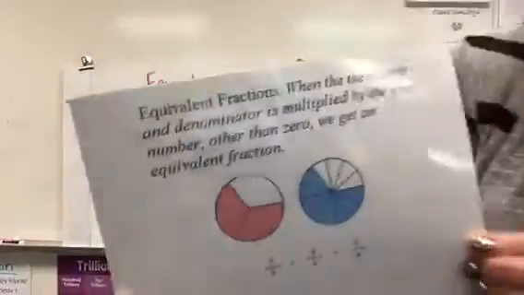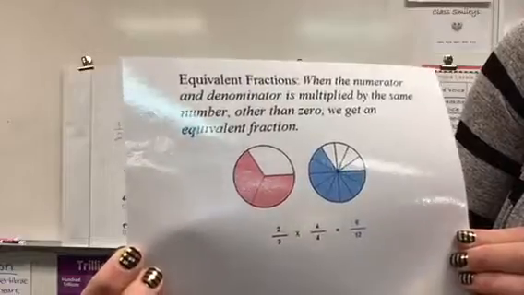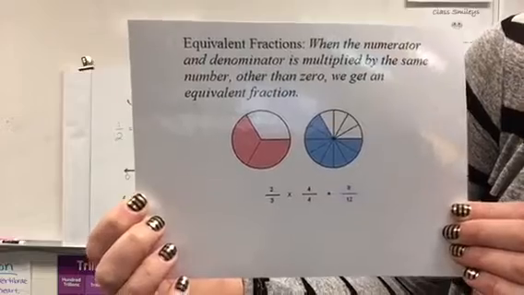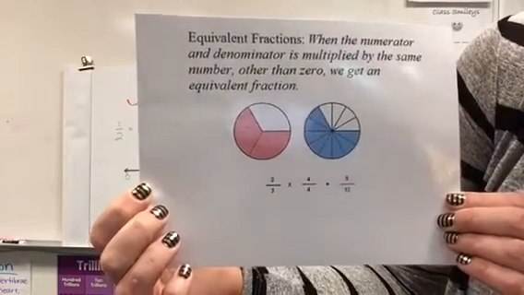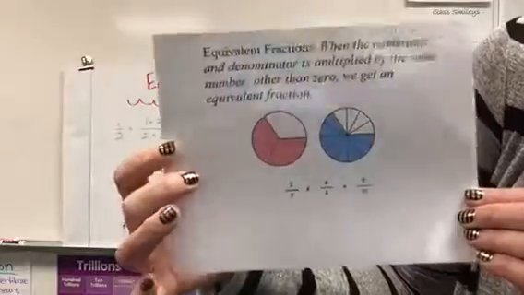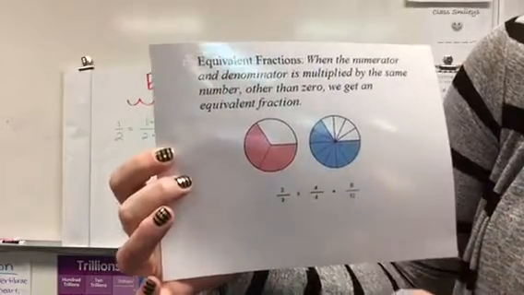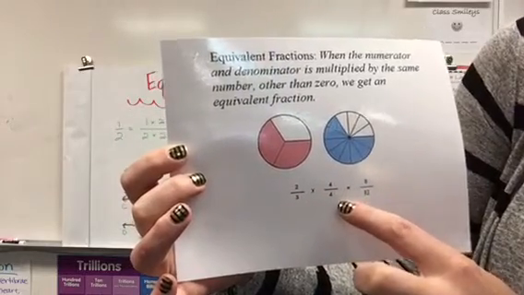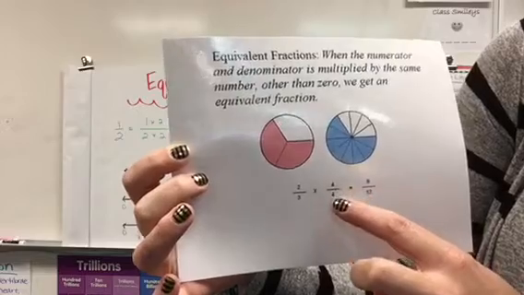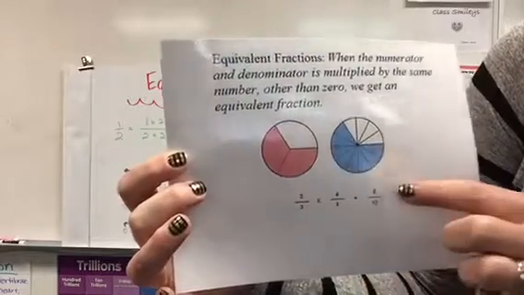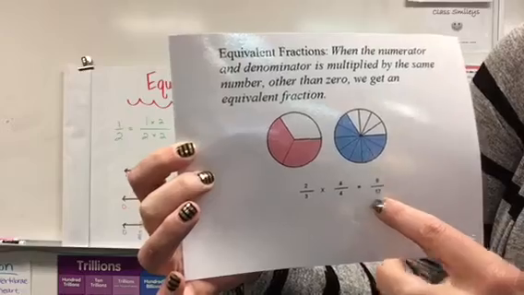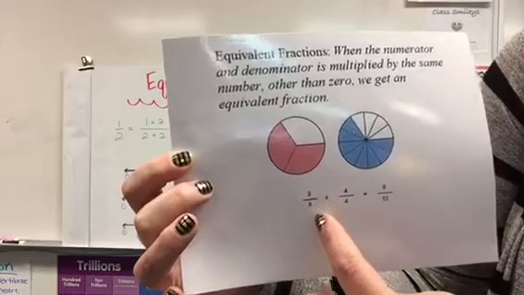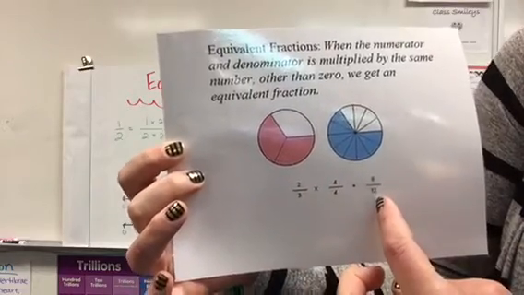The way to make an equivalent fraction is to take the numerator and the denominator and multiply them by the same number. And you don't want to use 0. And you'll get an equivalent fraction. So here we have 2/3, and we multiplied the numerator and the denominator by 4. So 2/3 times 4/4. 2 times 4 is 8, and 3 times 4 is 12. So 2/3 is equivalent to 8/12, because when you multiply 2/3 times 4/4, you get 8/12.